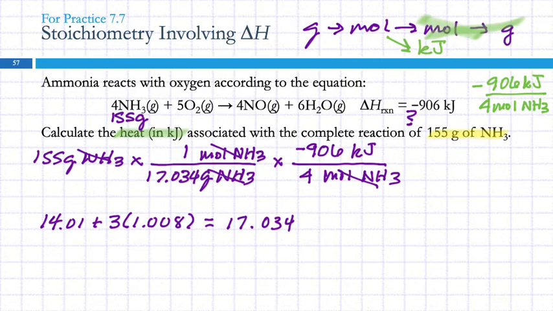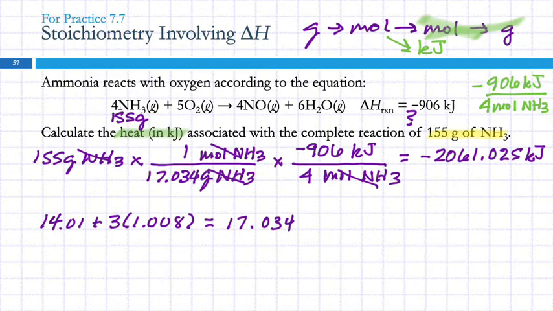The place I mess up the most often is when I'm doing the math, I forget to divide by that number. I don't know why, but I do it. So 155 divided by 17.034 times negative 906 divided by 4 is equal to negative 2061.025 blah blah blah kilojoules.